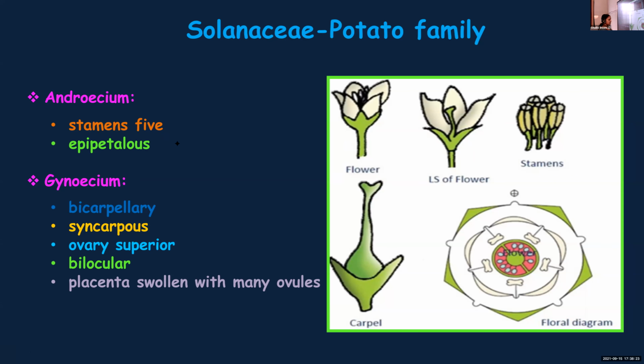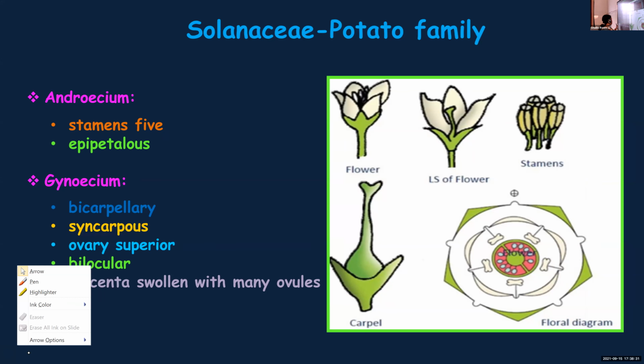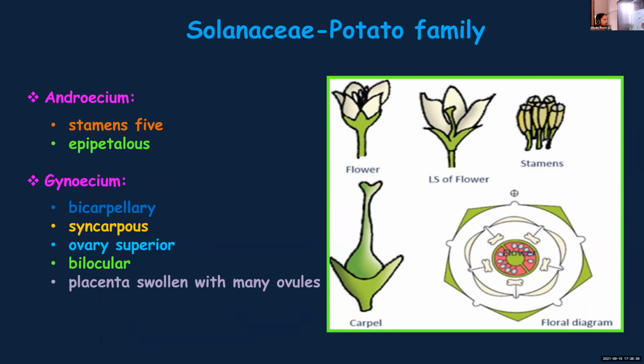Children, on the right hand side, you can see a floral diagram. If you don't know any of these details and just have the floral diagram, you can write the points. You can find out the characteristic features just with the help of this floral diagram. In a floral diagram, the different whorls are arranged in a concentric pattern, in successive whorls. This is the first whorl, second whorl, third one, and the fourth one.